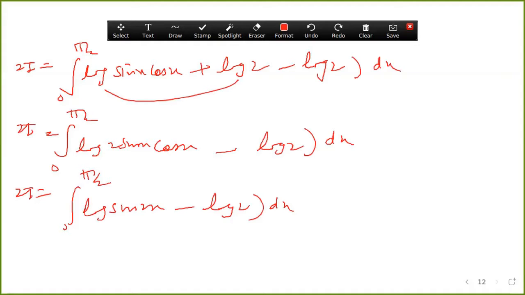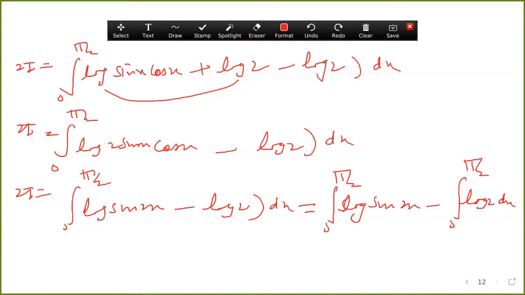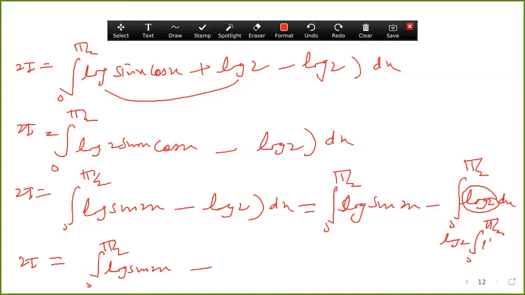Now here you have to integrate the second part. You can write like this: 0 to pi by 2 log sin 2x minus integration 0 to pi by 2 log 2 with respect to x. The first part, take it as it is: 2I is equal to integration of 0 to pi by 2 log sin 2x, and if you integrate it taking log 2 outside, integration of 1 from 0 to pi by 2 becomes x, and it is pi by 2 log 2, integration of this one. Okay. Now one integration is left which you have to do by substitution.